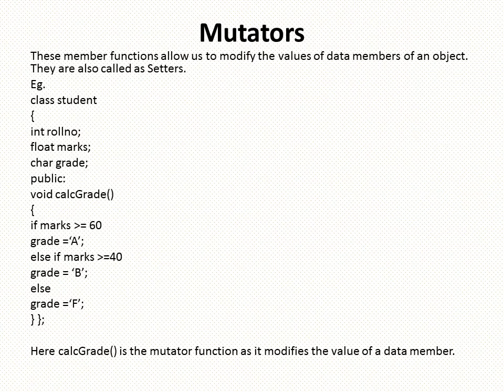Next we go on to mutators. These member functions allow us to modify the values of the data members of an object. So they are also called setters. See this example. There are three data members: int roll number, float marks, char grade. And under the public section you can see one function here. This function modifies the value of the data member grade according to the marks. Hence this is called a mutator function.